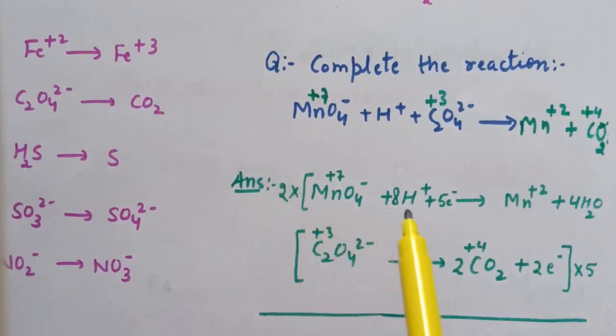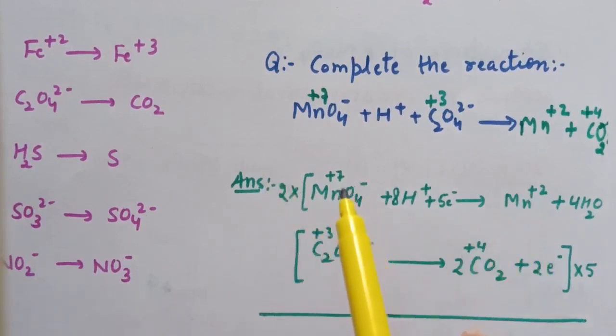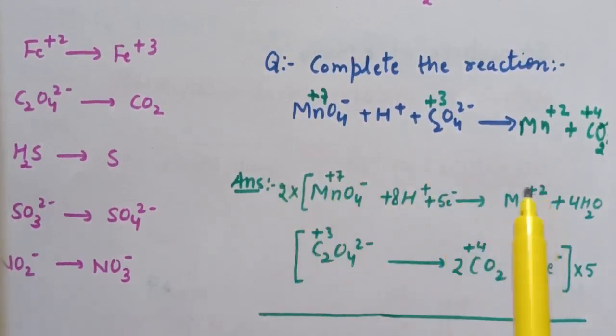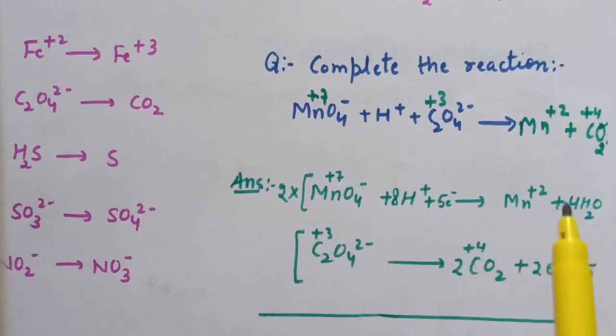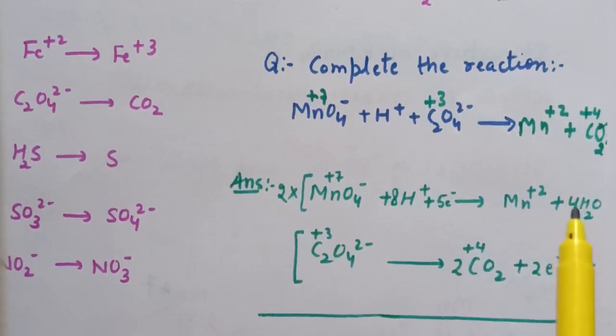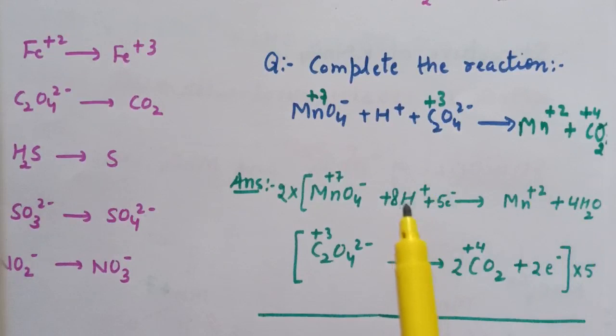So this is our reduction half reaction. MnO4 negative will convert to Mn+2. Now on left hand side we have 4 oxygen, and in acidic medium, for balancing oxygen we will add water molecule on the opposite side. That is, on right hand side we will add 4 water molecules. Now here are 8 hydrogen, and for balancing 8 hydrogen we will add H plus ions on the other side. So this is the reduction half reaction.